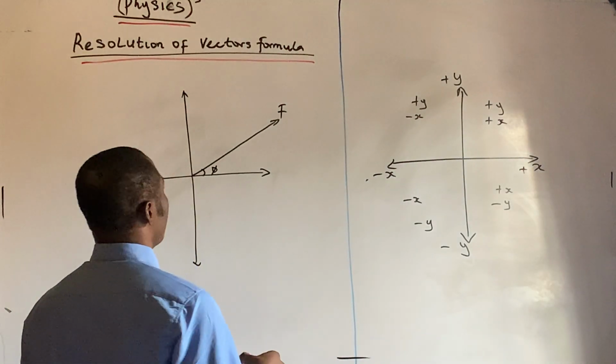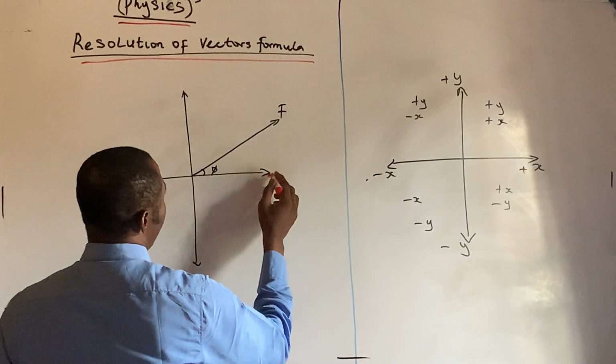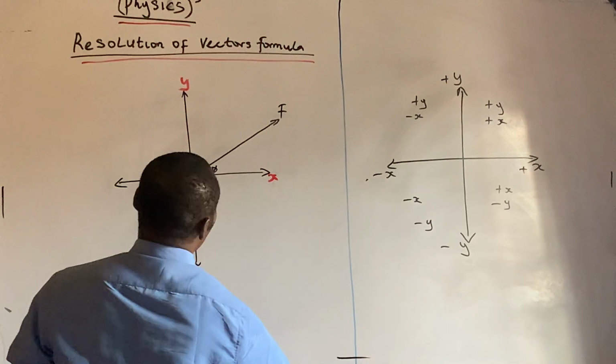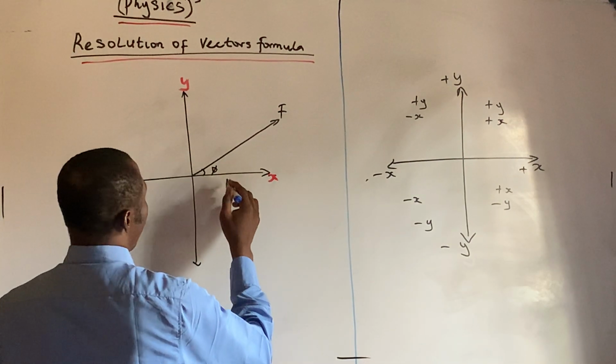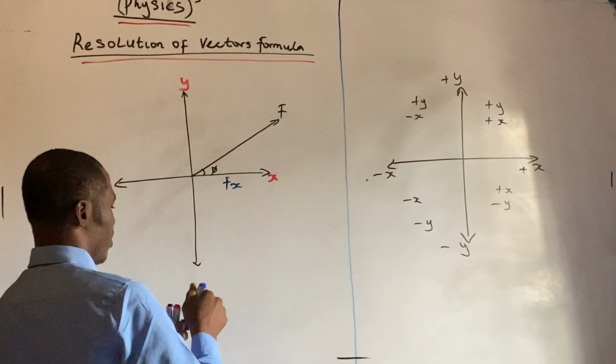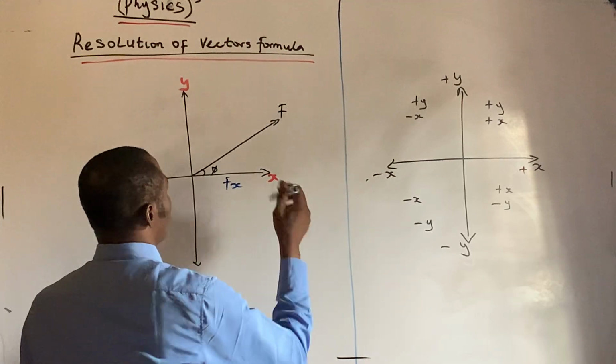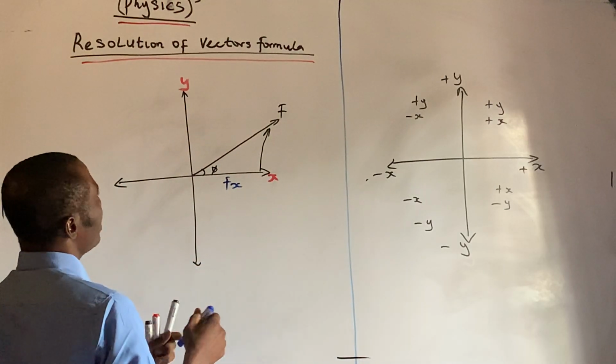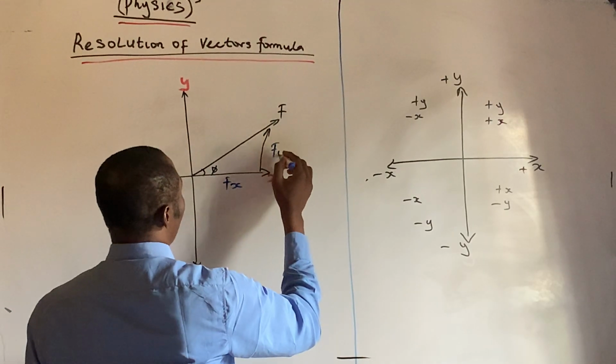Let me use the red pen for that. So we have the x component and then we have the y component. Now, having said that, this becomes my fx. All right. Now, if I should join the direction of this vector together, I'll be having this to be my fy.